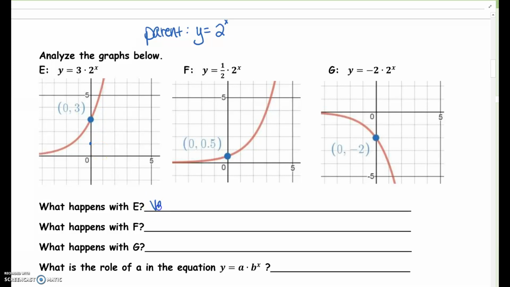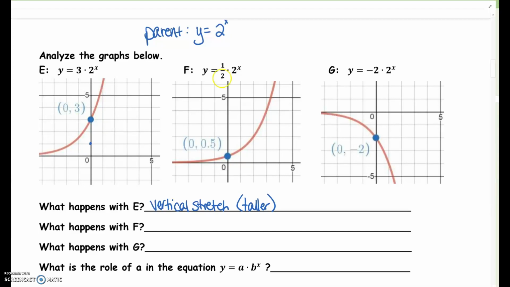So this is a vertical stretch. Some might describe this graph as taller or skinnier, more narrow. Imagine taking the graph, grabbing the ends, and just pulling it vertically and stretching it. It's going to increase much faster.